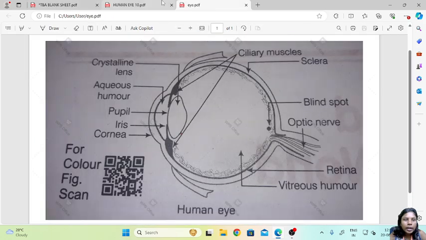Now let's look at the structure of the human eye. The human eye has the cornea, iris, pupil, crystalline lens, ciliary muscles, sclera, blind spot, optic nerves, retina and the vitreous humor. Now all of these parts, we will look at them individually and try to understand their functions.